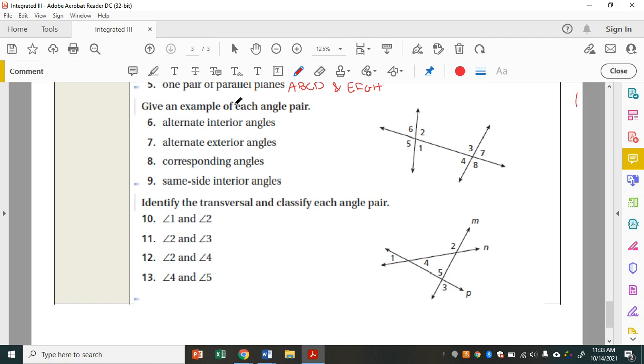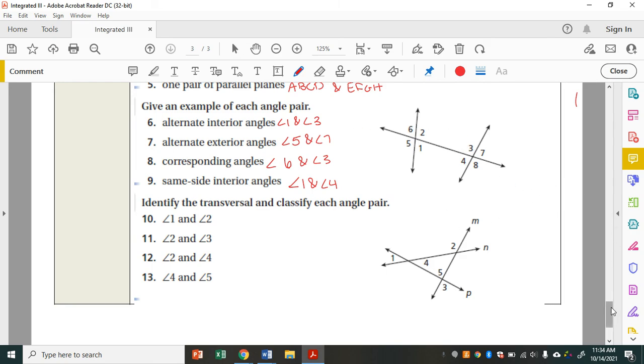On number 6, it says, give an example of each angle pair. A pair of alternate interior angles. I chose angle 1 and angle 3. You could have also chosen angle 2 and angle 4. A pair of alternate exterior angles. I chose angle 5 and angle 7. You could have also chosen angle 6 and angle 8. My corresponding angles, I chose angle 6 and angle 3. You could have chosen angle 2 and angle 7, angle 5 and angle 4, or angle 1 and angle 8. There was a bunch of different options on that one. And then same side interior angles, I said angle 1 and angle 4. You could have chosen angle 2 and 3 as well.